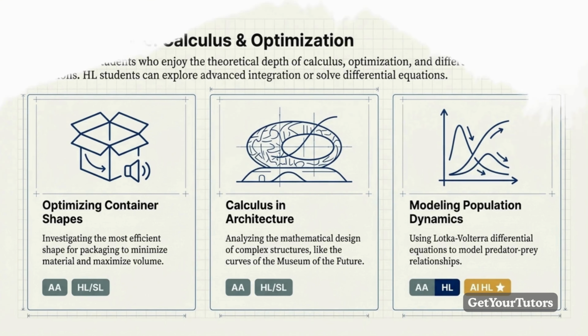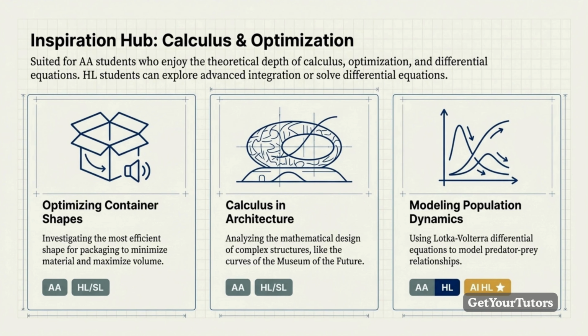Totally. Then there's the Calculus and Optimization Hub. This is a gold mine for AA students. A classic is optimizing container shapes. Finding the most efficient shape for packaging to minimize material but maximize volume. Exactly. It's classic calculus. The sophistication comes from using maybe Lagrange multipliers or exploring non-standard shapes. And for the real high flyers, AA or AI? Modeling population dynamics, using systems like the Lotka-Volterra differential equations to model predator-prey relationships. That's really complex stuff, often involving coupled differential equations.